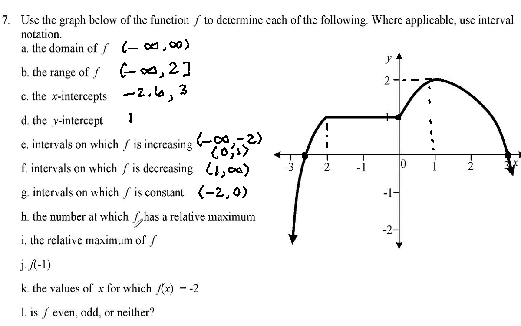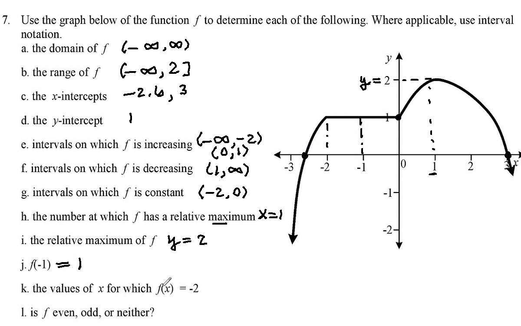A number at which f has a relative maximum, so that's a highest point, and that happens at x = 1 here. So x = 1. And then the value of the relative maximum is the y value, which corresponds to y = 2, or f of x = 2. Now f of -1: if you go from -1 up to the graph of the function and over, you're at height 1. So f of -1 is 1.